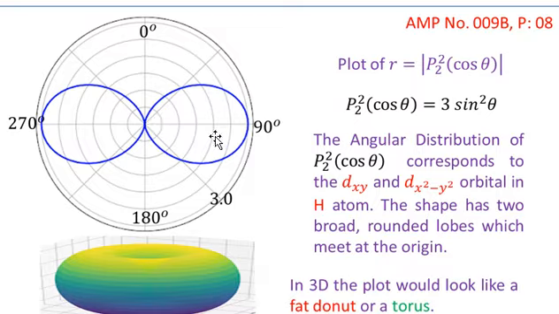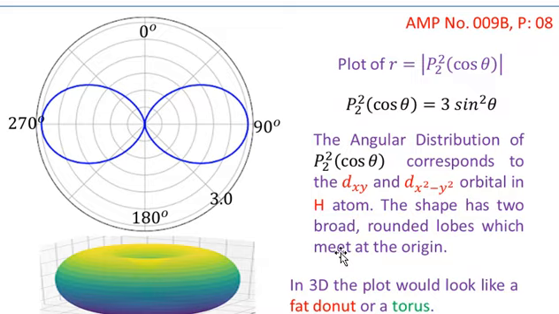And when this is aligned either along the x-axis or along the y-axis, this is referred to as the dx square minus y square orbital. So you see that I am not going to discuss dxy and dx square minus y square in greater detail, because these are the orbitals concerned in chemistry. The angular distribution of P2 of cos theta corresponds to the dxy or the dx square minus y square orbitals in the hydrogen atom.